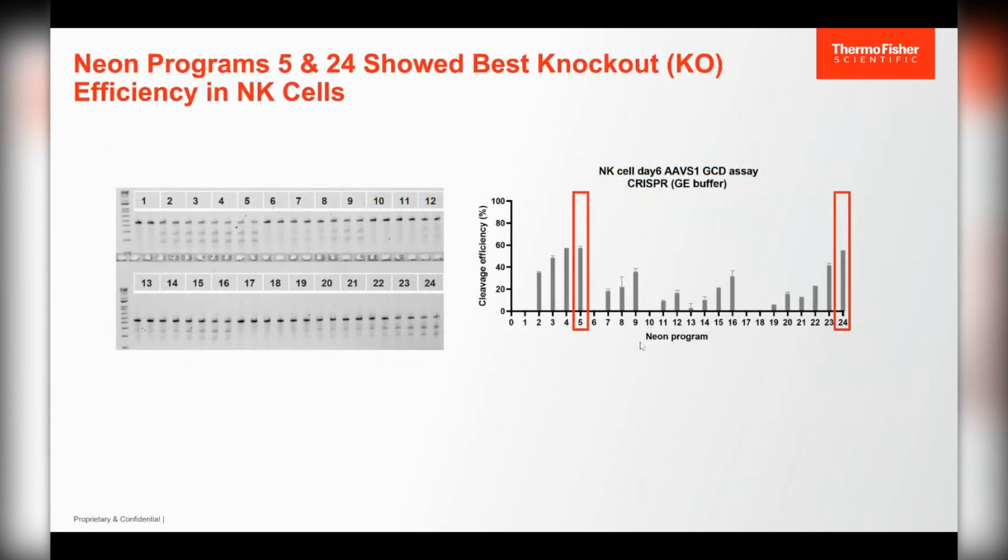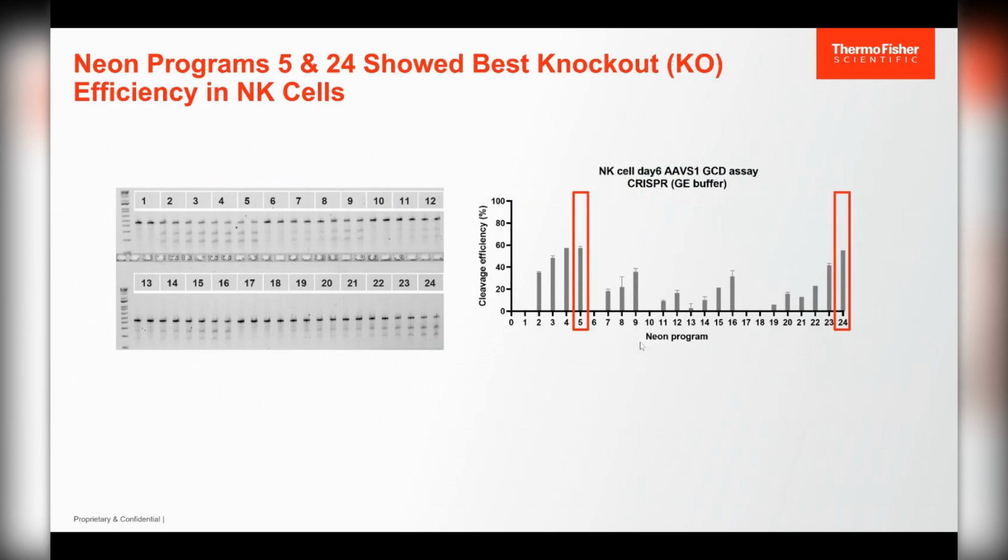So here we have the preset Neon programs, program 1 to 24, and we use all the programs here to edit the NK cells. Our target was AAVS1, and we performed the GCDSA. The left side panel is a representative figure of the gel once we performed the GCDSA, and the right side is the graph showing the quantification.